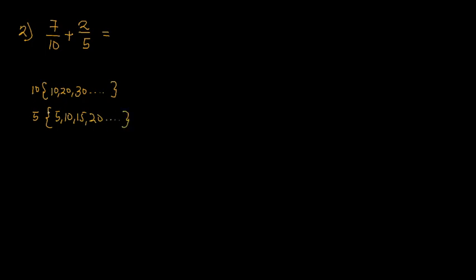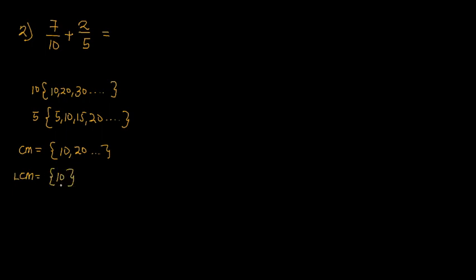If we look at these two numbers and their multiples, the common multiples are: we have 10 here and 10 here, so 10 is a common multiple. We have 20 here and 20 here, so 20 is a common multiple. If you continue, you get more common multiples between 10 and 5, but so far we have the least two, so that is okay for us. We select the least common multiple, which is the smallest among 10 and 20, and that will be 10.